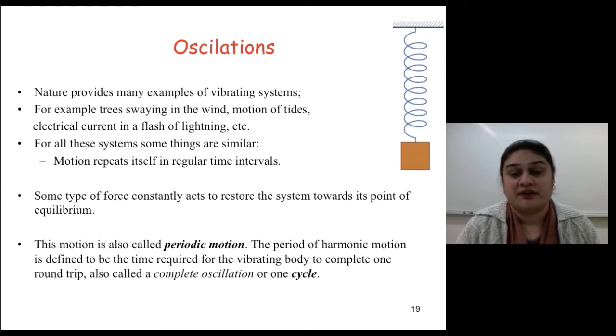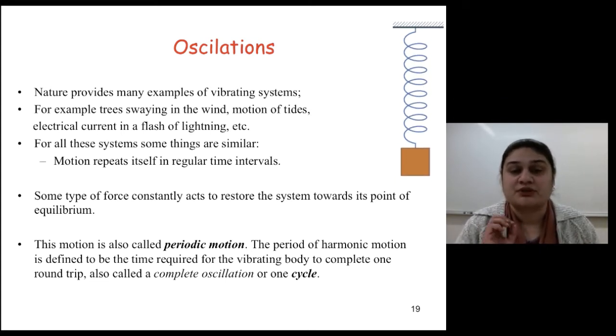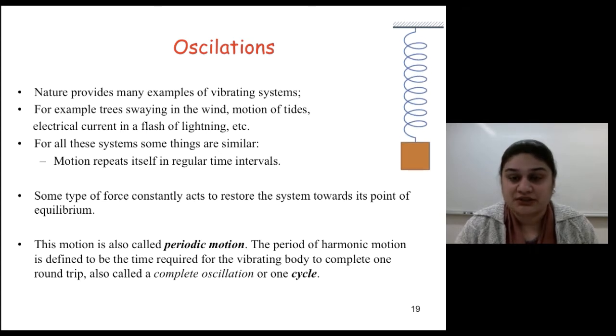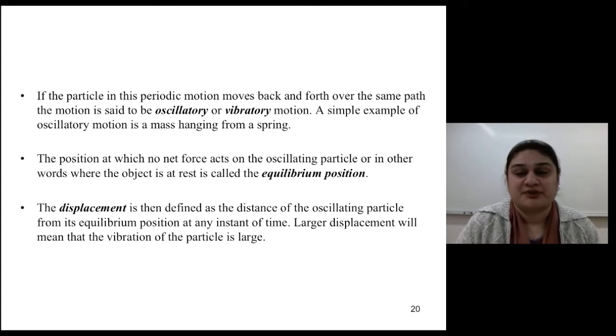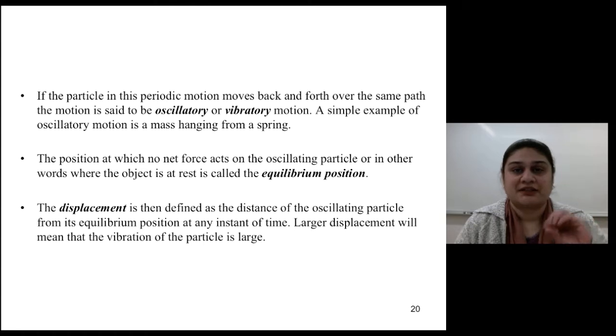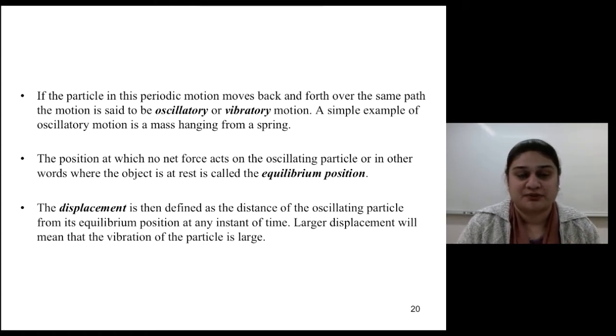This motion is also called a periodic motion. The period of the harmonic motion is defined to be the time required for the vibrating body to complete one round trip, which is also called a complete oscillation or one cycle. If the particle in this periodic motion moves back and forth over the same path, the motion is said to be oscillatory or vibratory motion. A simple example of oscillatory motion is a mass hanging from a spring, and you let go of the mass and it oscillates and it comes back to its original position.